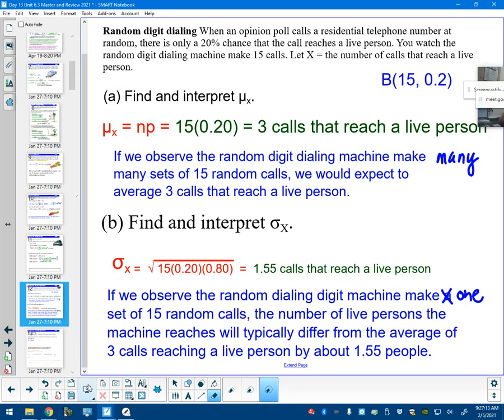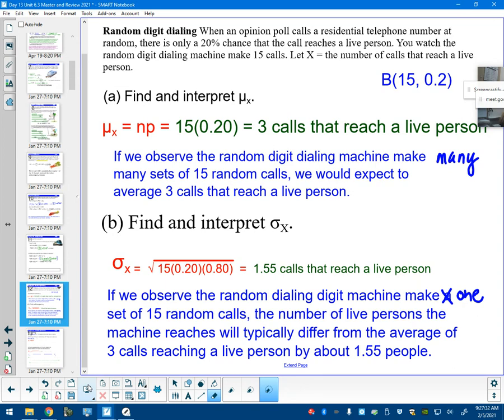You're only observing 1 call and you expect it to turn into 3. Nope, that's not what's going on here in the binomial world. In the binomial world, you're observing many, many sets of 15 in this case. Same thing down in standard deviation.